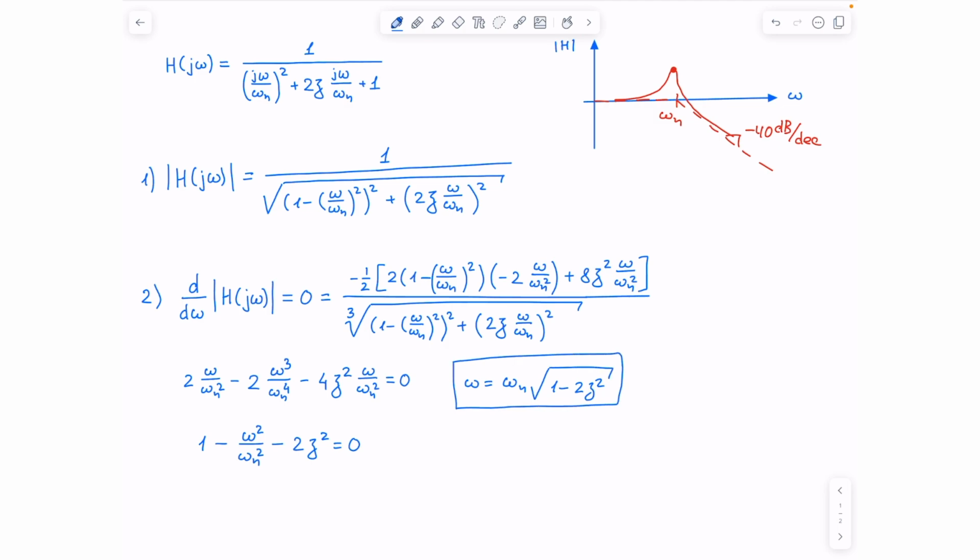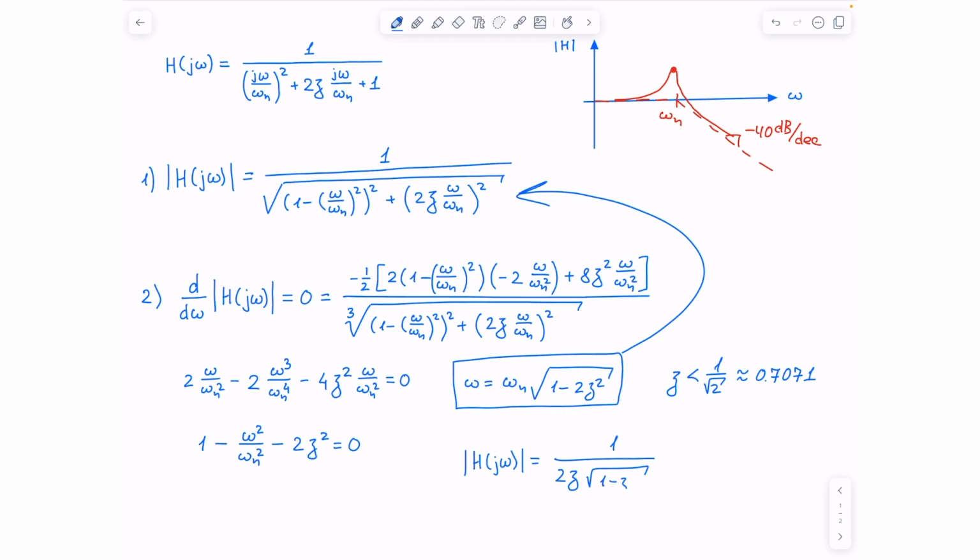Analyzing this equation, we can see that the peak exists only when ζ is less than 1/√2, or approximately 0.707. And the value of this peak can be found by substituting the equation we found into the magnitude equation. As a result of this substitution, we find that the magnitude at this frequency is 1 over 2ζ times the square root of 1 minus ζ².